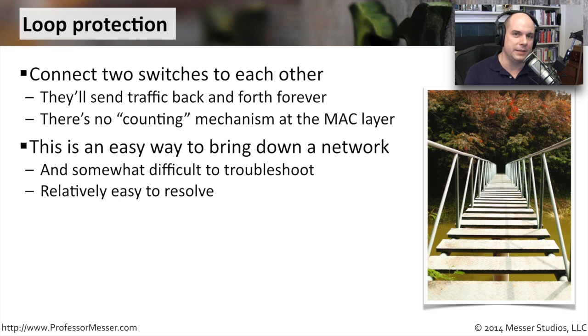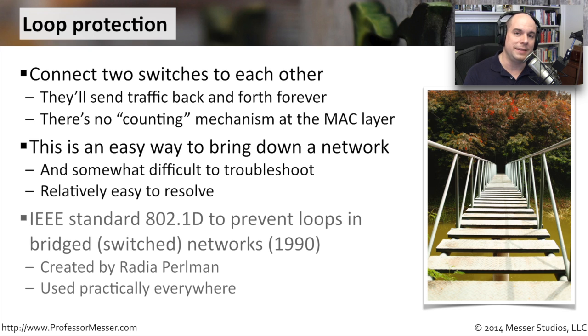Fortunately, we've built mechanisms and protocols within things like our switches and our bridges to prevent these things from happening. These MAC layer protocols themselves have no way to know if they're in the middle of a loop. So what we've done is put the intelligence on the switch or on the bridge, and we use a standard called IEEE 802.1D. This is something called spanning tree that prevents loops.